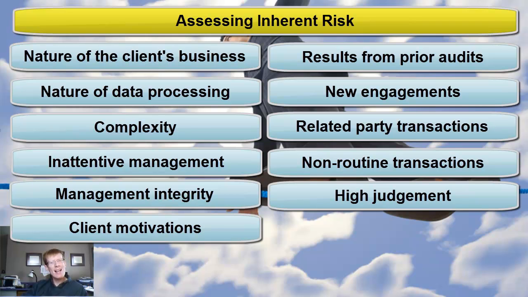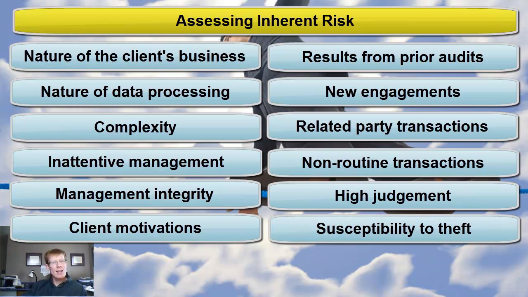Also, consider the assets that are highly susceptible to misappropriation or fraud, such as cash and inventory. These sorts of assets lead to a higher inherent risk assessment. So as you can see, there are a lot of different considerations to take into account when you assess inherent risk for each cycle, each account, and each audit objective.